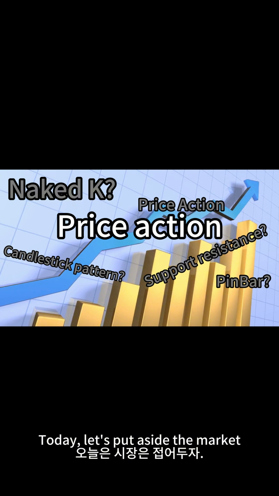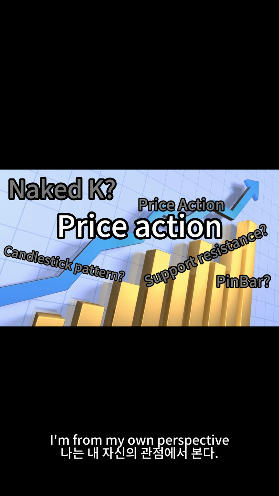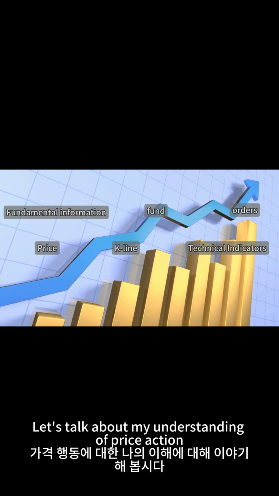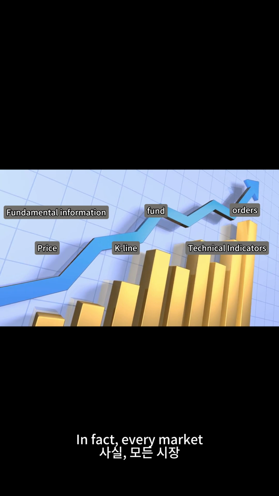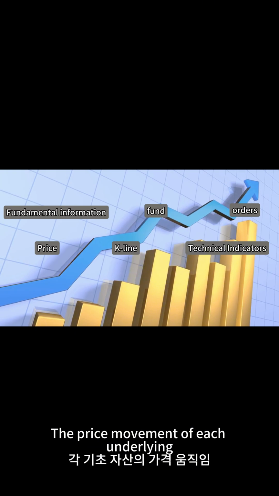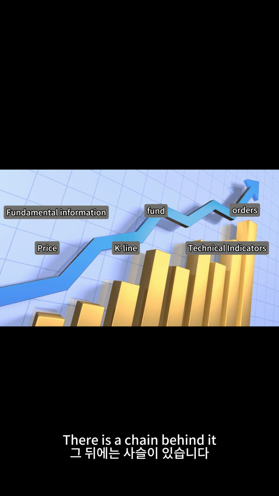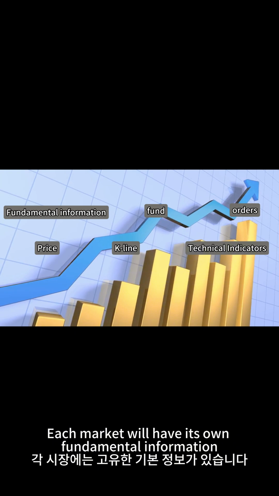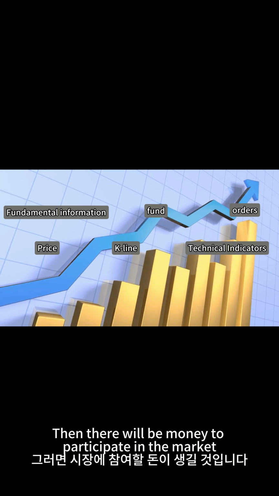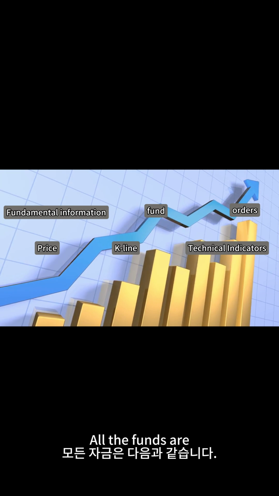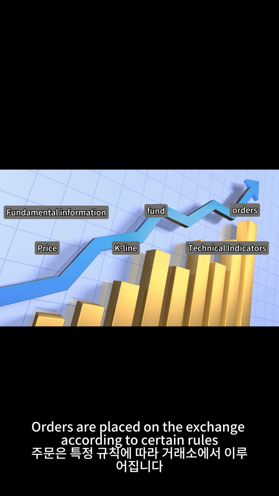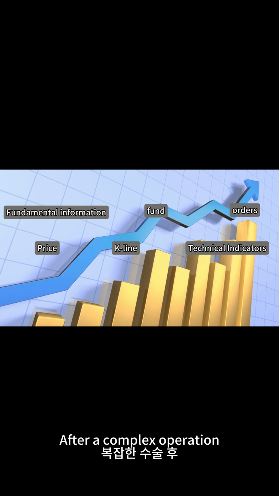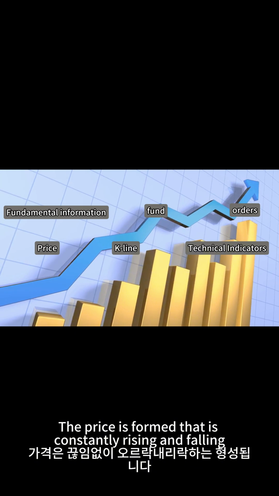Today, let's put aside the market definition of price action and talk about my understanding of price action from my own perspective. Whether it is the stock market, the futures market, the foreign exchange market, or the digital currency market, in fact, for every market, the price movement of each underlying has a chain behind it. First of all, each market will have its own fundamental information. Then there will be money to participate in the market. All the funds participate in trading by placing orders. Orders are placed on the exchange according to certain rules. After a complex operation, the price is formed that is constantly rising and falling.